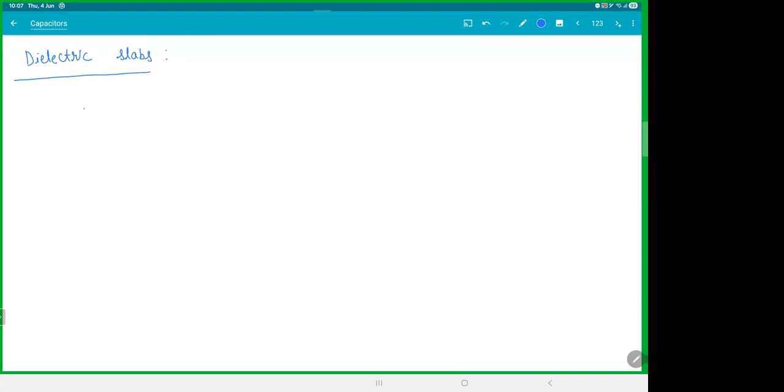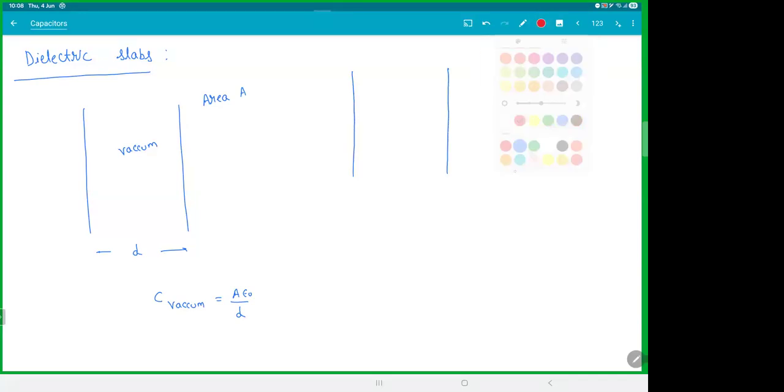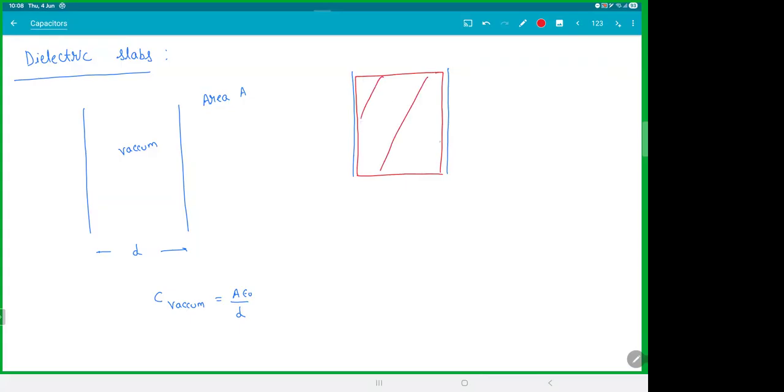Not difficult stuff. So we saw that in order to increase the capacitance, A epsilon by D, increasing area was a bad idea. Decreasing distance was creating dielectric breakdown. So the only thing that is left is a medium. So if the area of the plates was A, and the space between them is vacuum, and the distance is D between them, the capacitance is given as C vacuum equals A epsilon by D. What if you fill this entire space in the middle with some kind of a medium? So let's say you fill up this whole space with a dielectric slab.